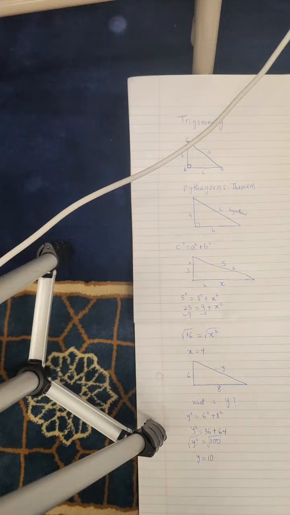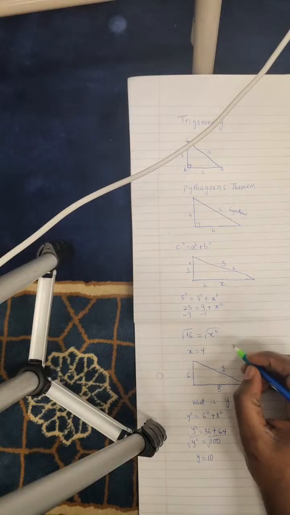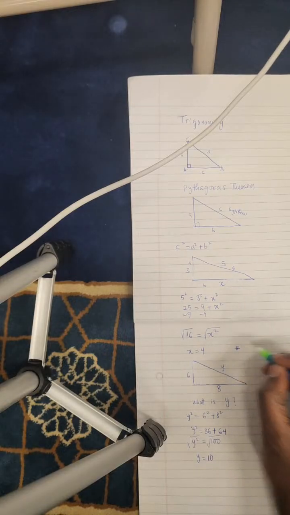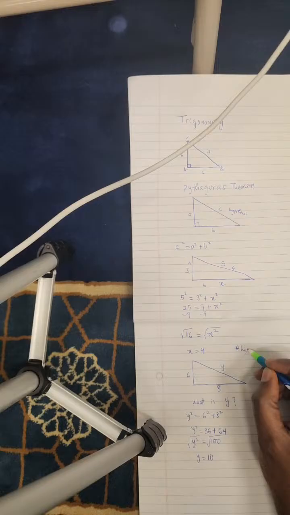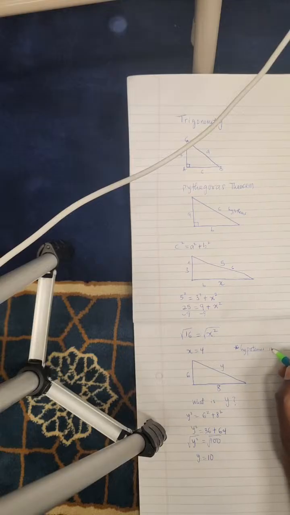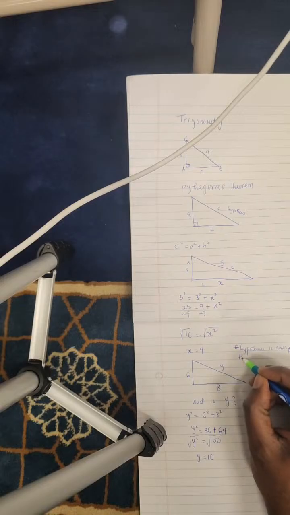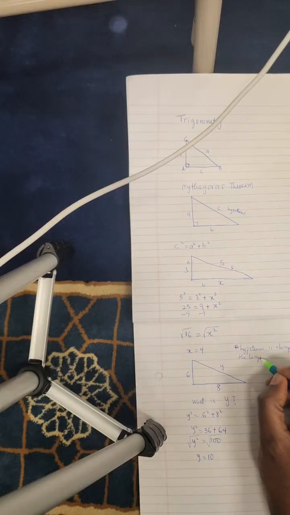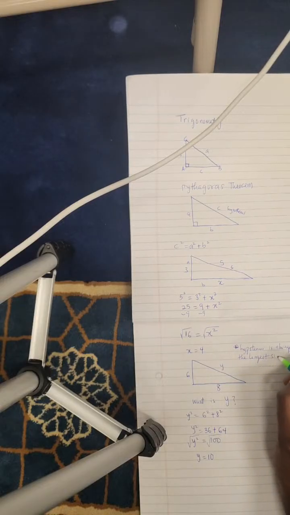And here, I would like to say something. The hypotenuse is always the longest side. Take note of this: your hypotenuse is always the longest side.